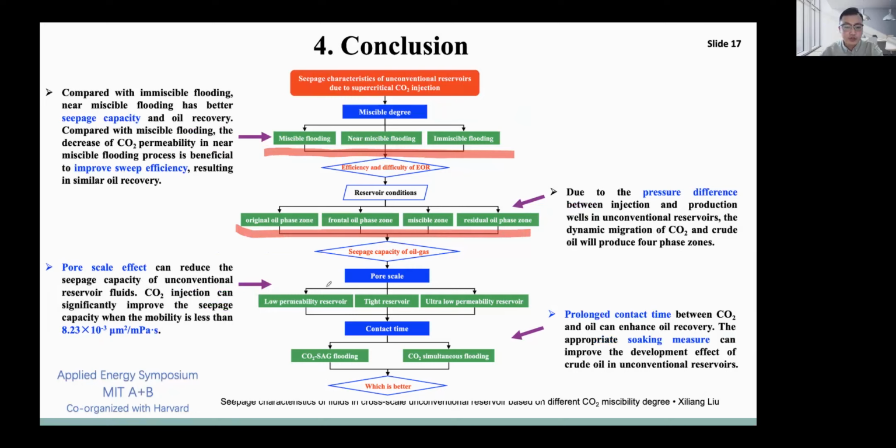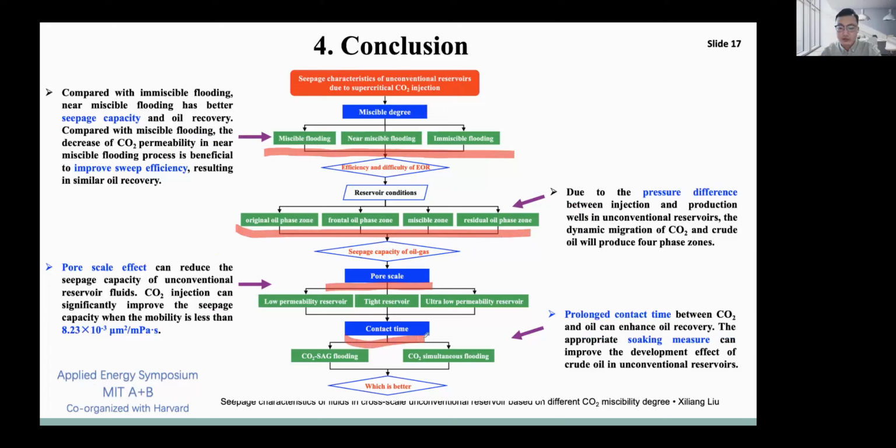The third one, the pore scale effect can reduce the seepage capacity of unconventional reservoir fields. CO2 injection can significantly improve the seepage capacity when the mobility is less than 8.23.